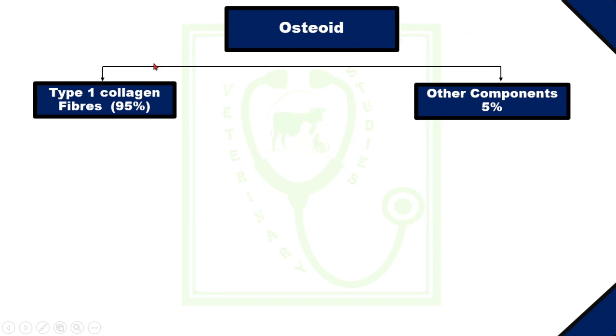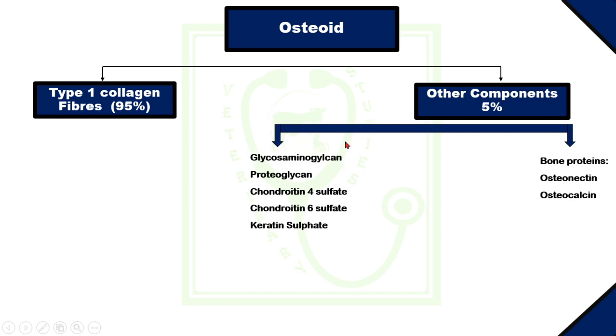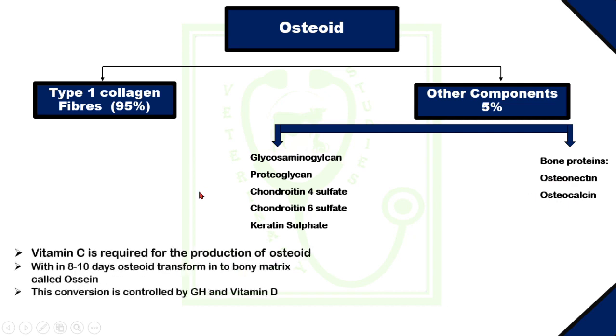Now, osteoid consists of 95% type 1 collagen fiber and 5% other components. Other components include glycosaminoglycan, proteoglycan, chondroitin 4 sulfate, chondroitin 6 sulfate, keratan sulfate, and bone proteins, which include osteonectin and osteocalcin. Vitamin C is required for the production of bone or osteoid.